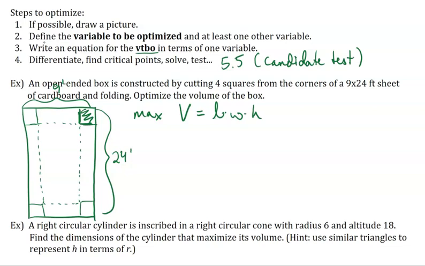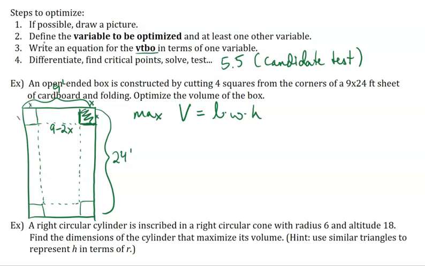That's step 2. I've defined my variable to be optimized as volume equals length times width times height. But I want length, width, and height to be in terms of the same variable, not V, but just the same variable. Let's go back to our picture. Because I'm cutting off these squares, I know that this dotted piece is going to be the side length of the box, and I'm going to label this as 9 minus 2x. It's 9 minus 2x because I'm cutting x.